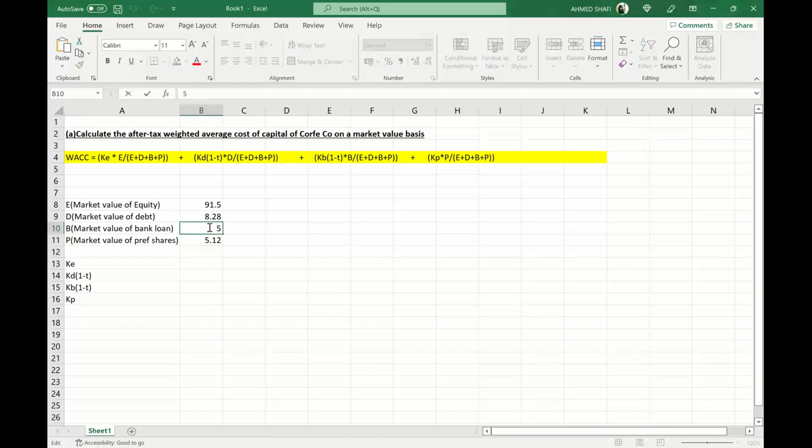B is the market value of bank loan. It would remain same as balance sheet value. And this is the market value of debt. See, in the balance sheet, debts have a value of 8 million. They are trading at 103.5. The 100 loan note nominal value has a market price of 103.5. That means it's trading at 3.5% extra. So I increased this 8 million by 3.5% extra. Had it been said it's trading at 105 per 100, that means 5% extra, I would have increased by 5%. Okay.